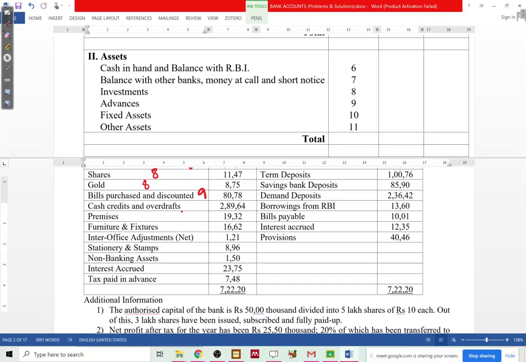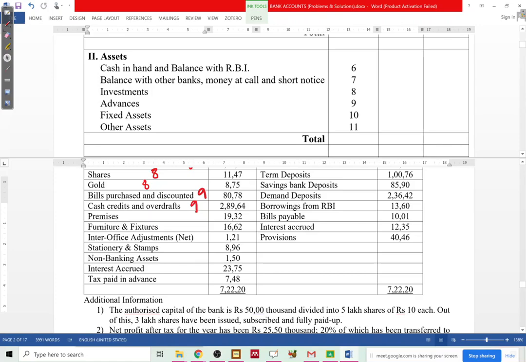What are cash credits and overdrafts? They are debit balances, so they have to come under the asset side. Where will they come? Yes, the type of loans, isn't it? All types of cash credits are short-term loans, overdrafts are loans on current accounts. So again, this is schedule 9, advances, fine.